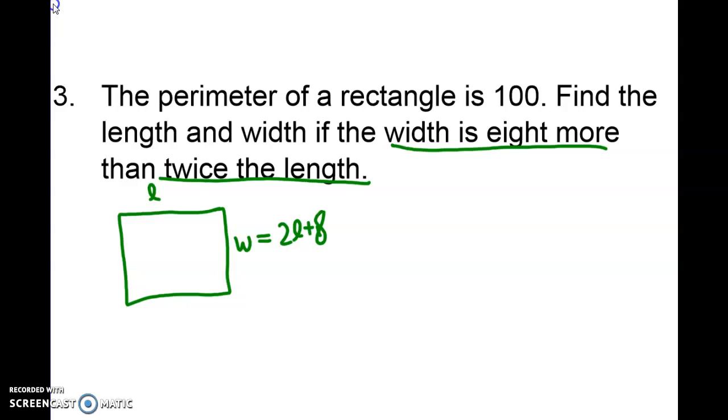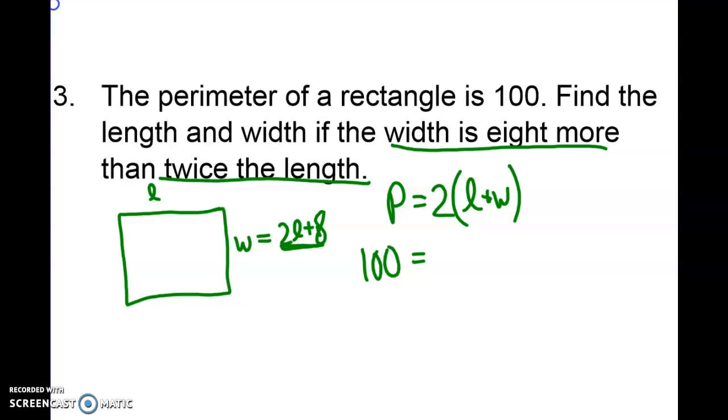Now I have to think of the perimeter formula. Perimeter is equal to 2, and sometimes I think it's just easier to write it like this, length plus width. What I'm going to do is substitute this in for W. So I have 100, that's what I was told my perimeter is equal to, 2 times L plus, now 2L plus 8. See, I swapped out the W for 2L plus 8. Let me do that in a different color so it makes sense why I did what I did.